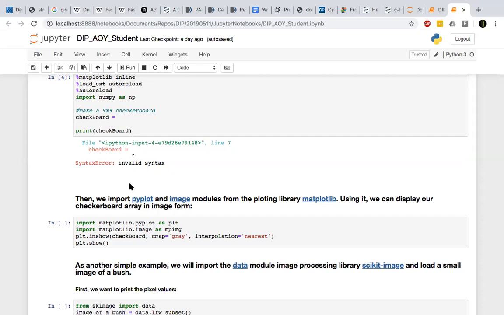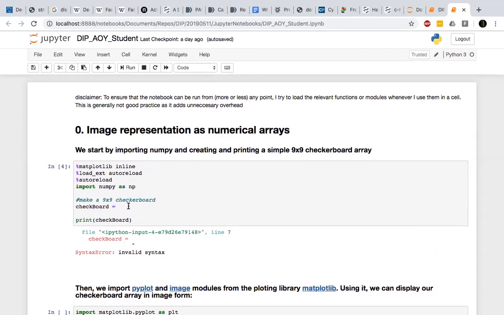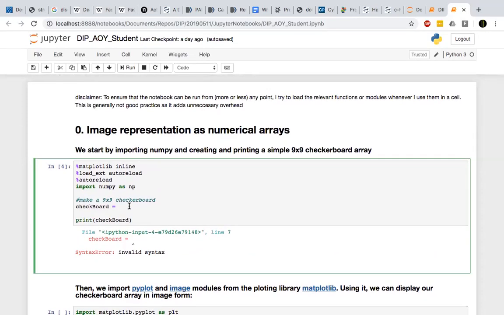Okay, all right, so let's go over this. Like I said, we're going to start by making an array of zeros. This is just by saying np.zeros, and the array is going to be 9 by 9. Cool. So this is just going to give me a bunch of zeros.